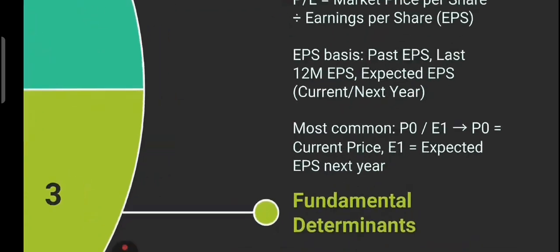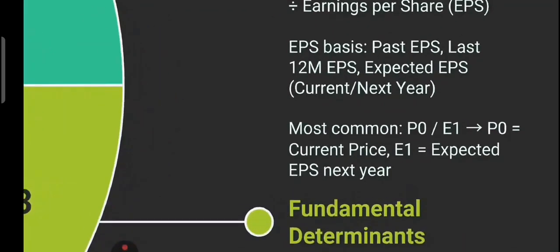And the most common terminology is P0 by E1. This is called P node, P0, whatever you call it, upon E1, which means current price divided by expected earning next year. So what is the meaning of P0 by E1? P0 is the current price and E1 is the expected EPS or expected earning next year. This is the most commonly used, right?